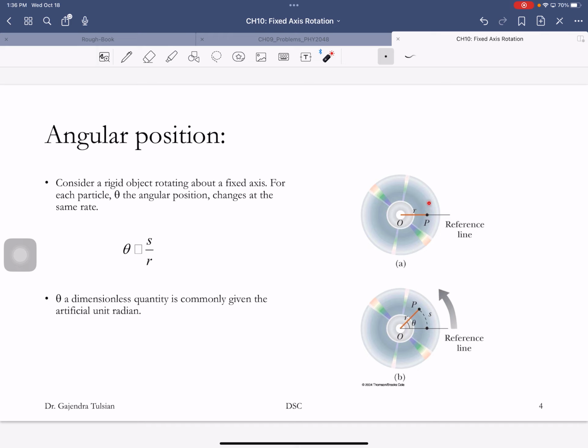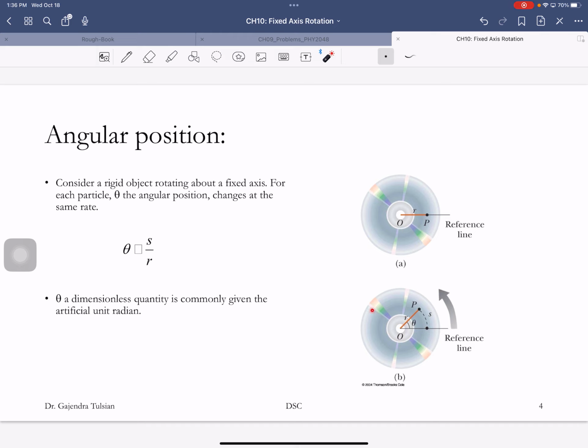And we'll mark a point on the object, and we'll measure the position of this point with reference to this axis. So right now, the position of this point with reference to this reference line is, let's say, 30 degrees. If it rotates another 60 degrees, its position would be 90 degrees, or pi by 2 radians, okay? So you guys understand that?